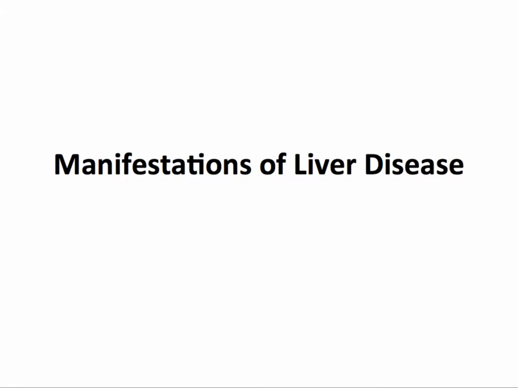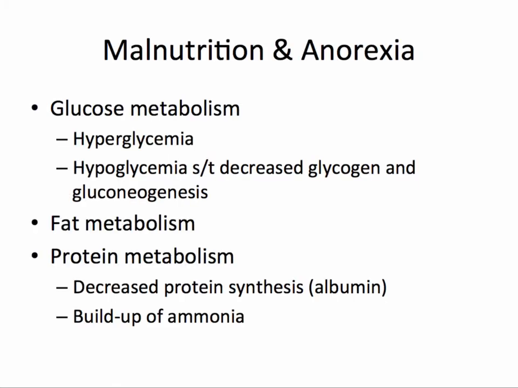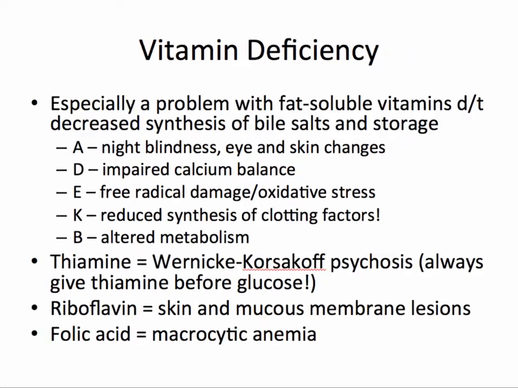Now let's discuss some manifestations of liver disease as they relate to hepatic physiology. Malnutrition and anorexia can occur in liver disease, primarily because of impaired glucose and protein metabolism. In these patients, you may notice either hyper or hypoglycemia, as well as decreased protein synthesis. Vitamin deficiency is especially a problem with fat-soluble vitamins due to decreased synthesis of bile salts and storage.